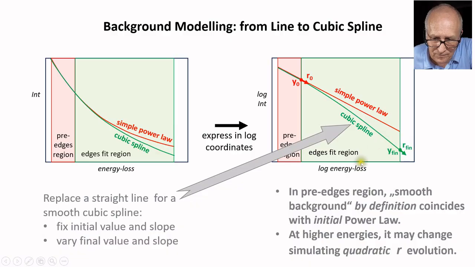Well, we call that approach smooth background, and it has several advantages. First of all, by definition, in the pre-edge region where there are no ionization edges, it coincides exactly with the pre-edge power law. At the end, it might slightly differ. And as you will see, such a model can simulate the change of the exponent in the power law up to quadratic variations of R.